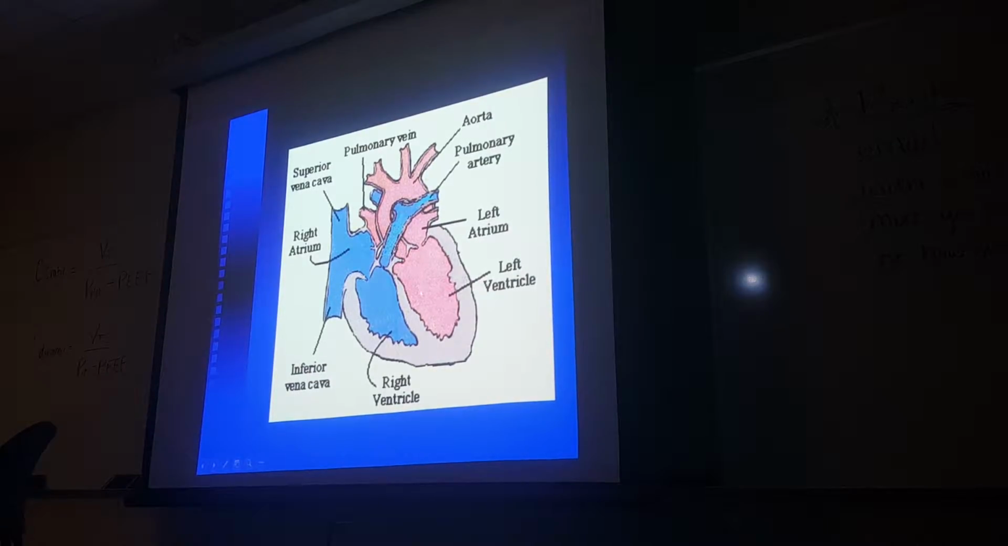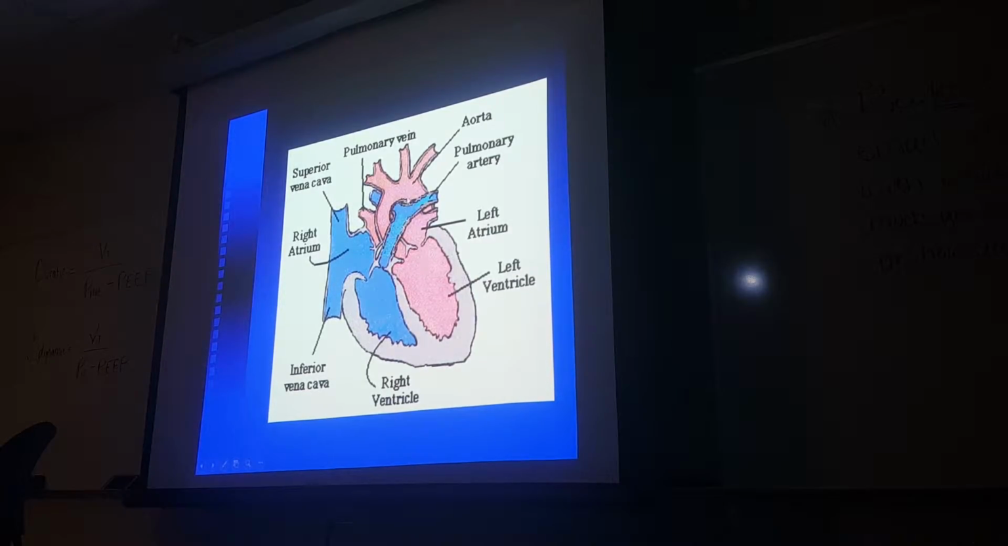Transposition of the great vessels means that the pulmonary artery is connected to the left ventricle, and the aorta is connected to the right ventricle. So what's happening now is deoxygenated blood is going into the aorta and going out to the body. Very blue, cyanotic baby. So the only chance that this baby has to survive is the PDA.